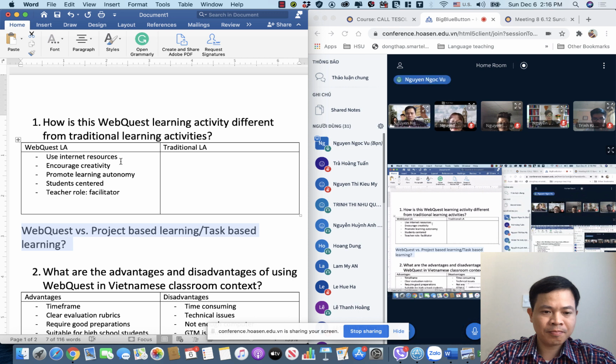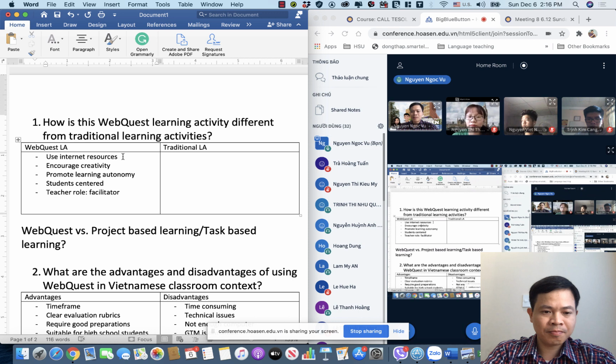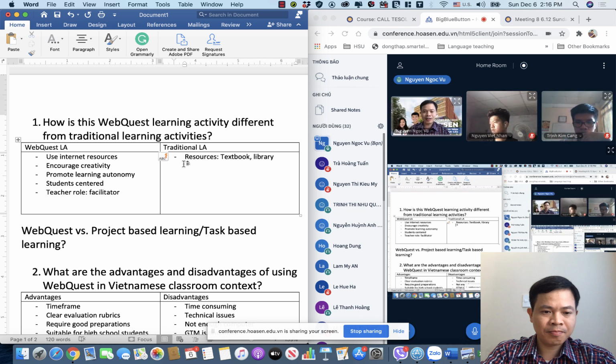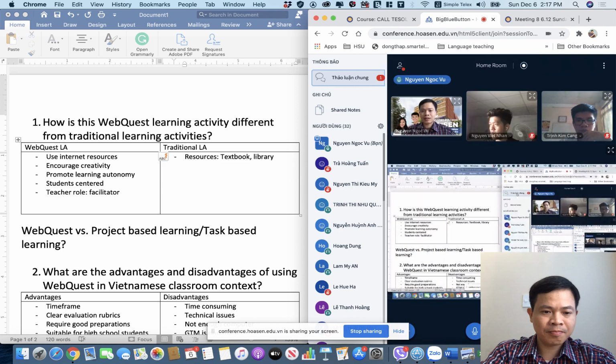As you see from the sample learning activities in the WebQuest, the learning resources primarily come from the internet, while in a traditional classroom setting, resources come mostly from textbooks and the library. There can be issues with those resources: they are not as easily updated as internet resources, they are usually limited in number, and they do not have much multimedia content.